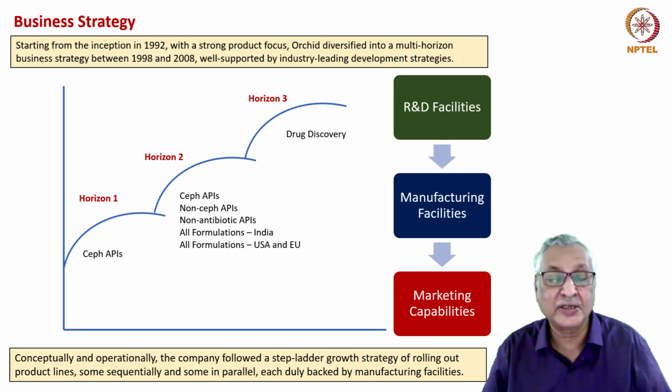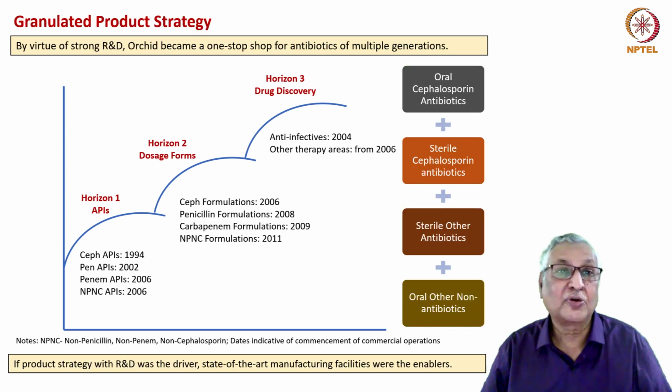Conceptually and operationally, the company followed a stepladder growth strategy of rolling out product lines, some sequentially and some in parallel, each duly backed by facilities. The product strategy was highly granulated. By virtue of strong R&D, Orchid became a one-stop shop for antibiotics of multiple generations.